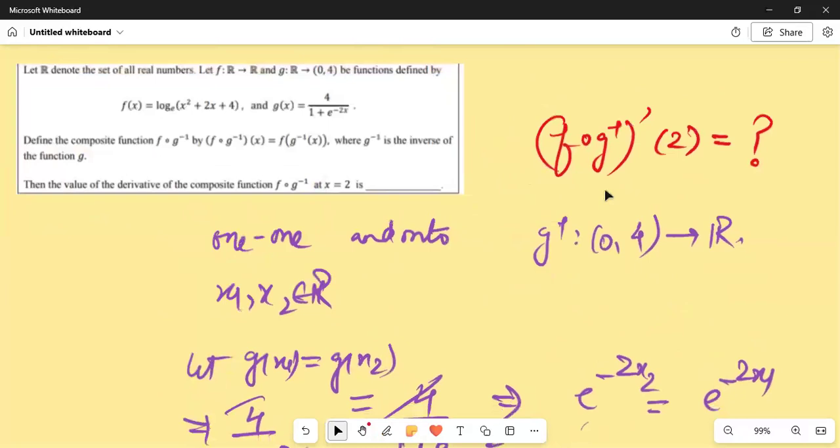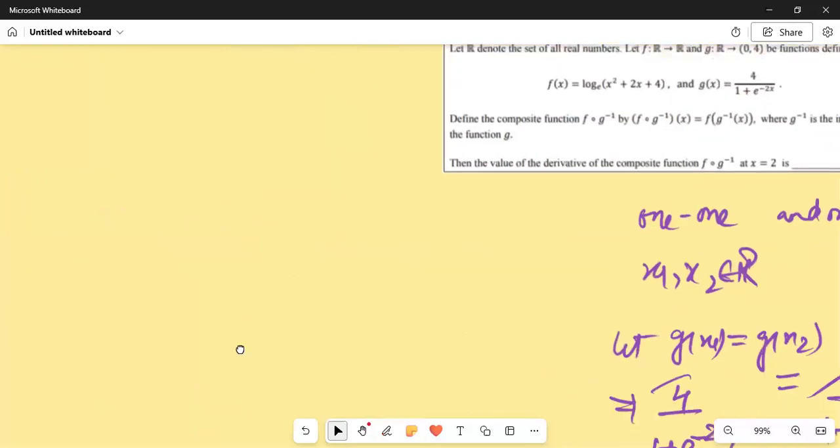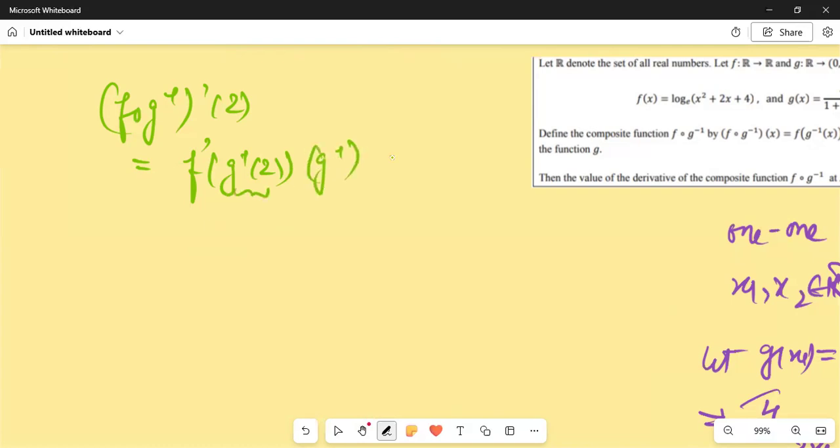Now you have to find this to get your answer, and this is just a mere application of the chain rule. So in order to evaluate this, by chain rule, this is given by the derivative of f at this given point multiplied by the derivative of g inverse at 3.2. Okay, so that means you need the derivative of f as well.